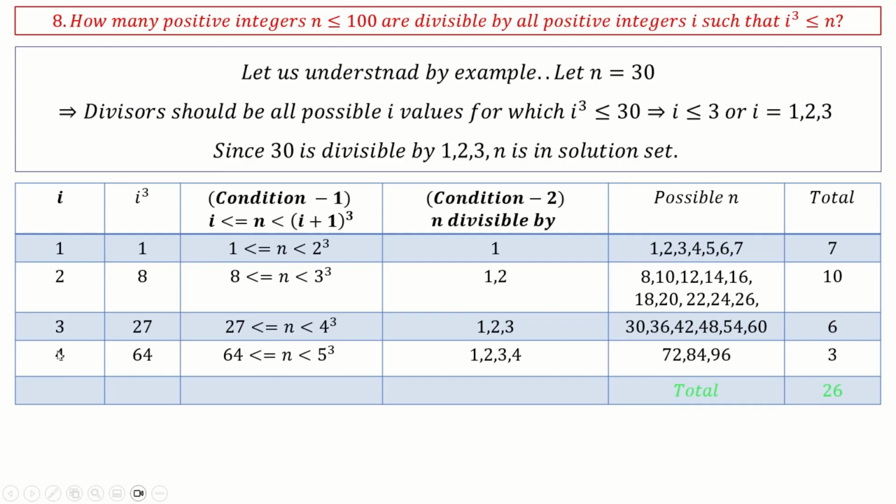If I take 4, 4 cube is 64. So I should look for numbers between 64 and 125. That is up to 100 basically, because the maximum is 100. And they should be divisible by 1 into 2 into 3 into 4. That is 24. So I am looking for multiples of 24 starting from 64. That is 72, 84 and 96. These are the 3 possibilities. Now 5 is not possible because 5 cube is already more than 100. So I will not get any numbers here. So the total numbers are 26.